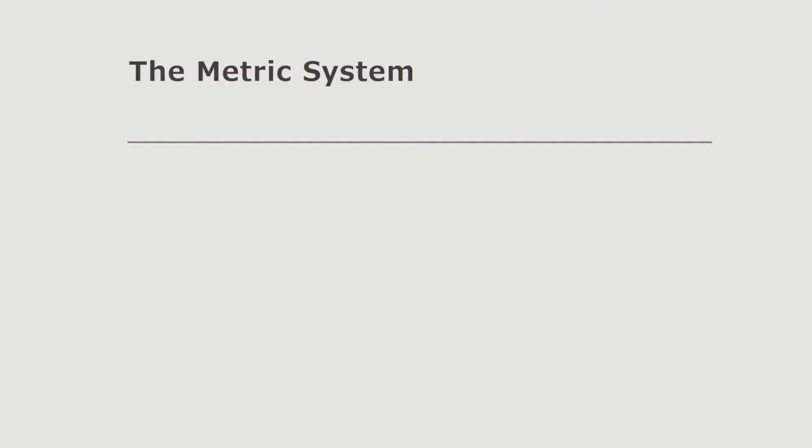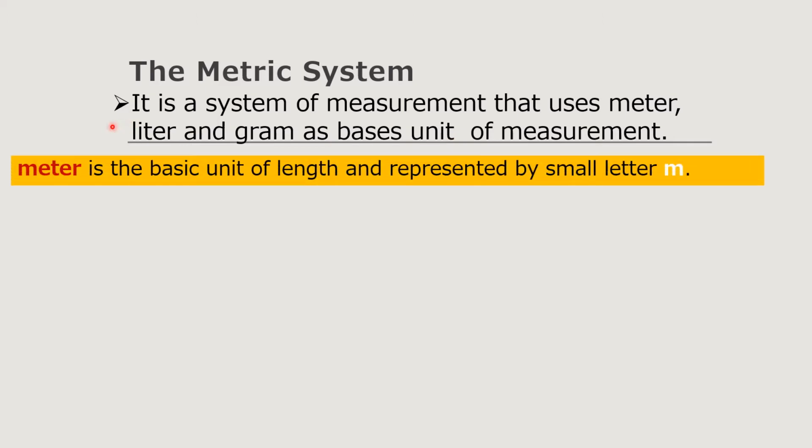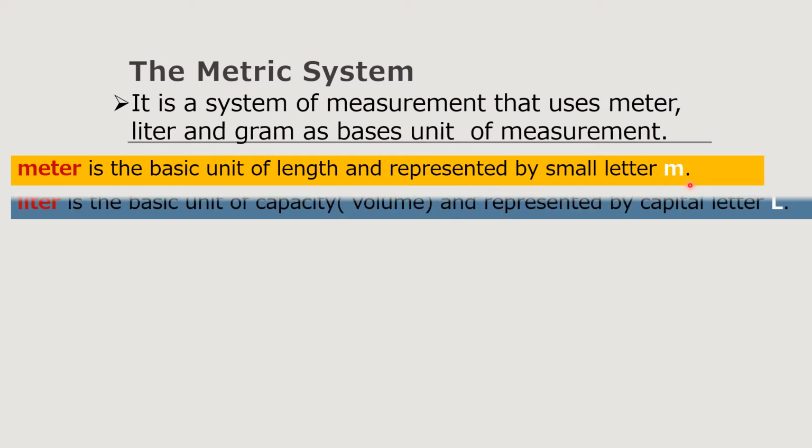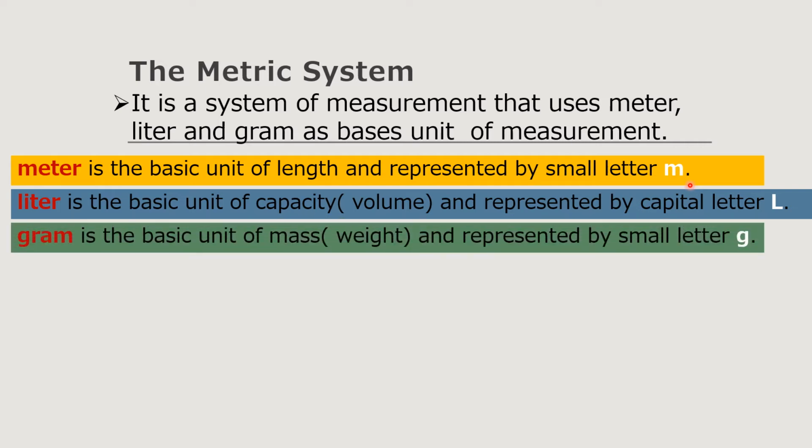So what is the metric system of measurement? It is a system of measurement that uses meter, liter, and gram as basis unit of measurement. Meter is the basic unit of length and represented by a small letter m. Liter is the basic unit of capacity or volume and represented by capital letter L. Some also use small letter l. And gram is the basic unit of mass or weight and represented by small letter g.